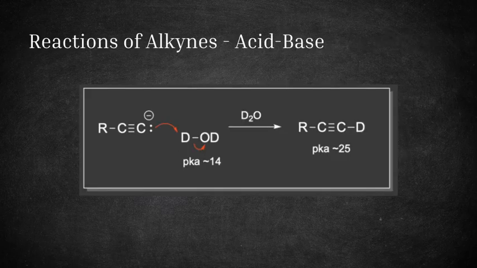Finally, acetylides can act as bases, and reacting them with water or deuterated water yields terminal alkyne products via an acid-base reaction. This occurs because the pKa of the terminal alkyne CH bond, approximately 25, is higher than the pKa of water or deuterated water, around 14, making the proton transfer energetically favorable. This is the same reason why we use water as a mild acidic workup to protonate terminal alkynyl anions in the synthesis of terminal alkynes.